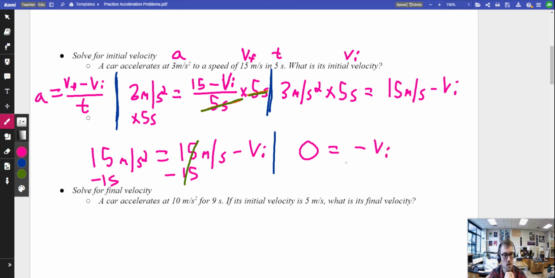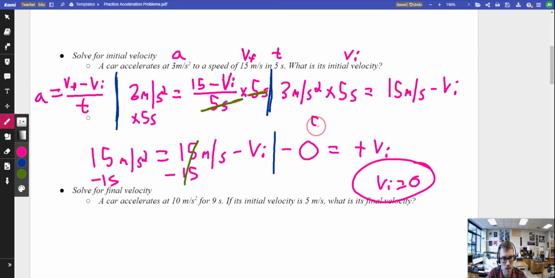Okay, and we need to flip the signs here. So this is negative VI, so we're just going to flip the signs. That becomes positive, this becomes negative, but 0 can't be negative. And so we're just left with VI is equal to 0. Okay, VI is equal to 0. That's our final answer.